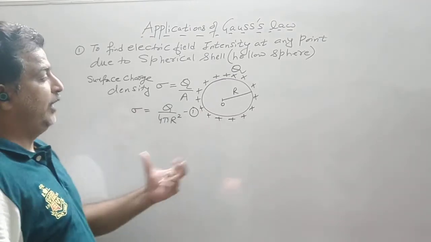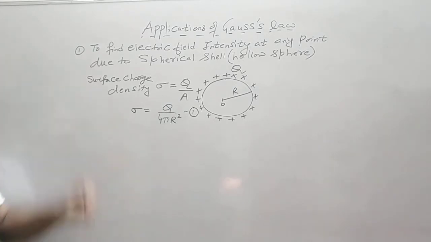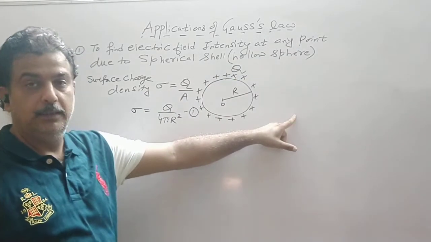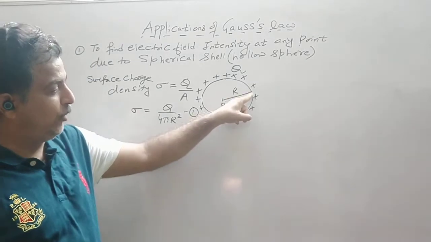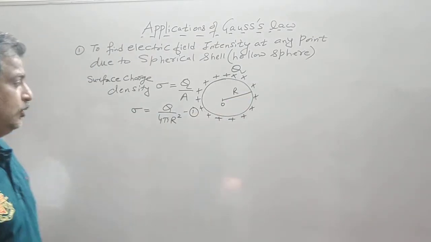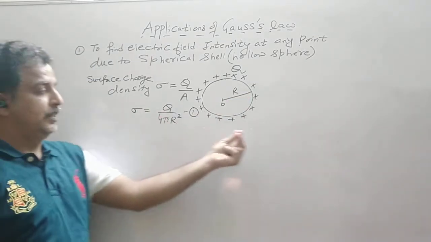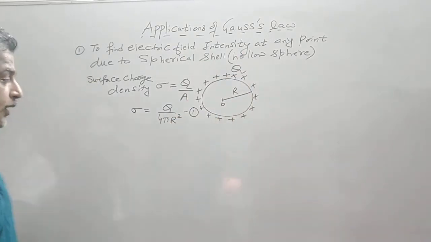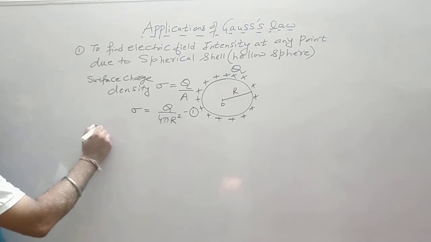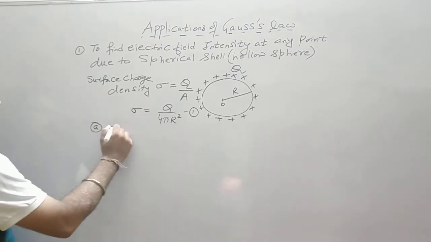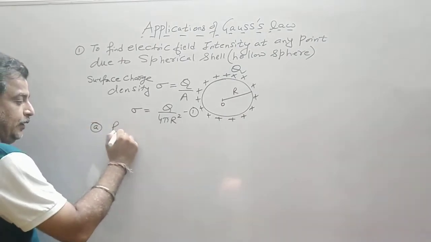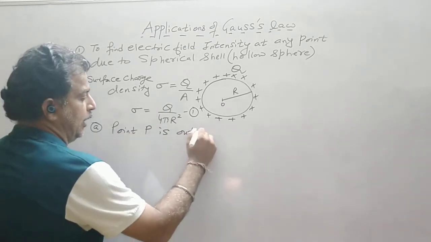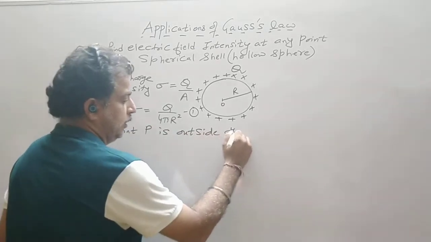Now we have the sub cases for this application number 1. We will take a point outside, inside, and on the surface. So let us say that first we find out the electric field intensity outside the spherical shell. So first case, point P is outside the shell.